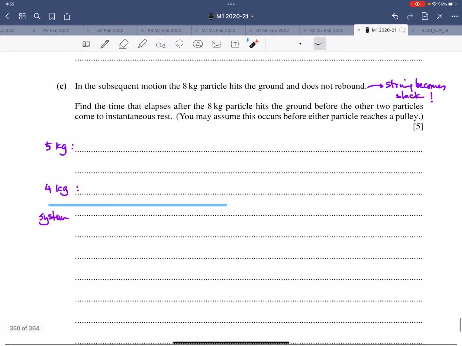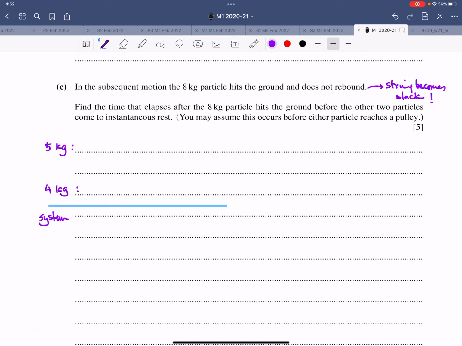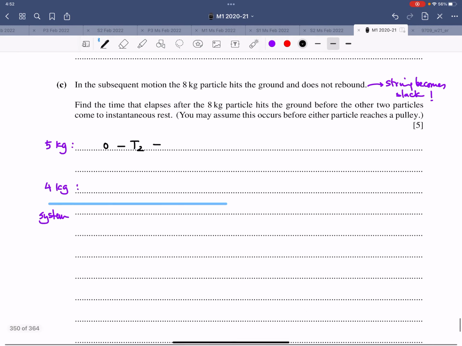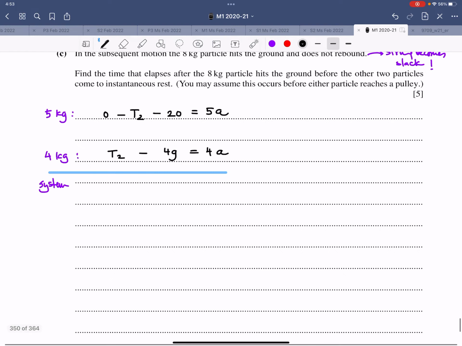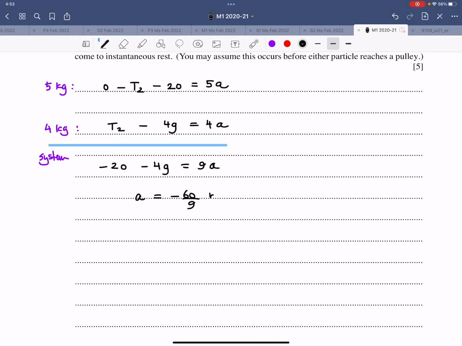So 0 minus T2 minus F max, which is 20, is equal to mass into acceleration. And similarly, T2 minus 4g is equal to mass into acceleration. When you add it up, minus 20 minus 4g is equal to 9a. So therefore, minus 60 divided by 9, acceleration is negative 60 over 9 meter per second square. Of course, that's slowing down.